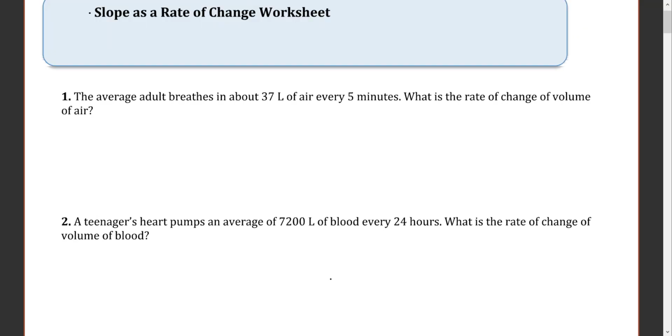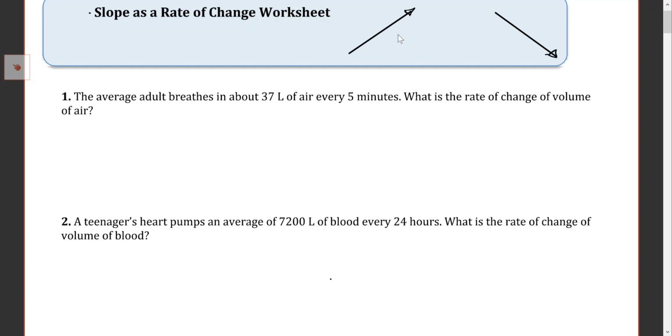So, like I said, we're looking at slope as a rate of change. What that means is with our linear relationships, we're saying the line definitely shouldn't be a wiggly line. We're looking at a straight line that goes up, or a straight line that goes down.